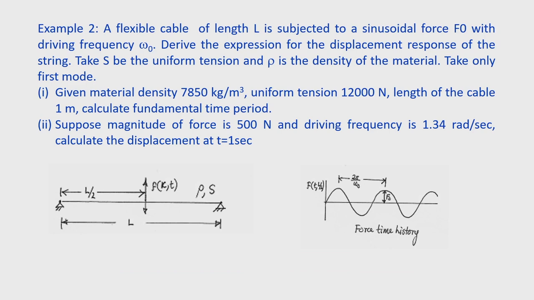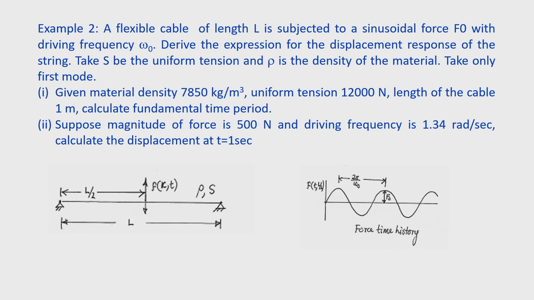Next example, let us consider a flexible cable of length L subjected to a sinusoidal force F naught with driving frequency omega naught. We are required to derive the expression for the displacement response of the string. Take S, the tension of the string, as uniform, and rho, the density of the material, is also uniform. Let us take only the first mode.